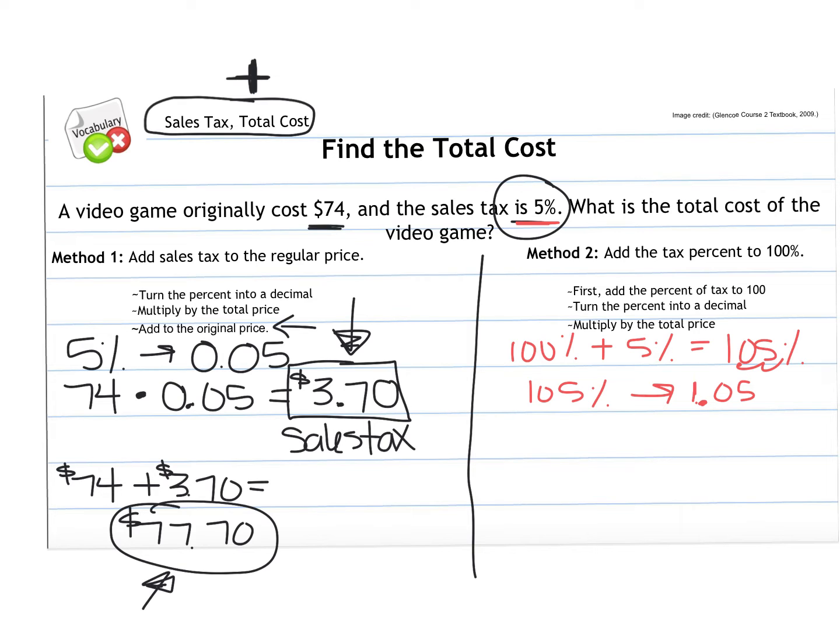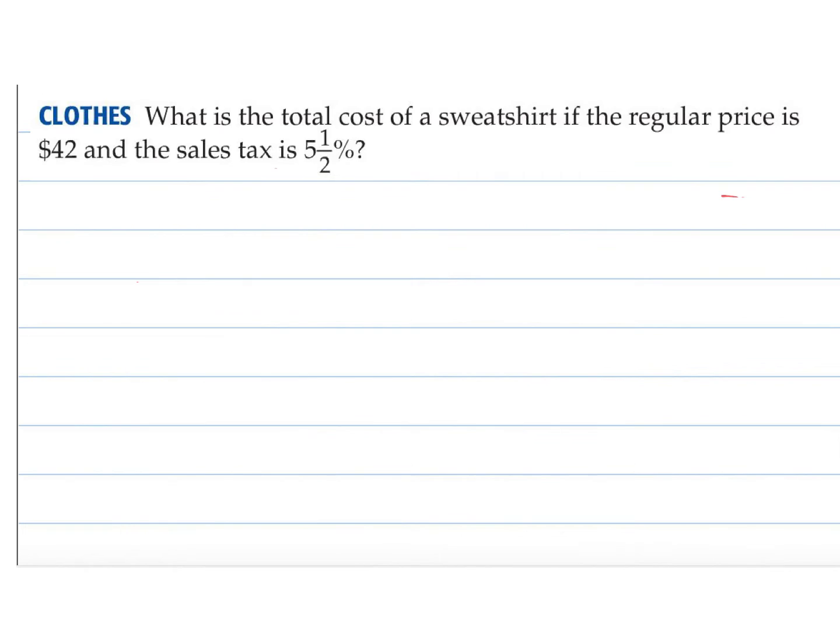And then we multiply that times the price. So we would do 74 times 1.05, and we get 77.7, and I make that money, so I add a 0 because it has to go out to hundredths, add my dollar sign. So both times I get $77.70. So make sure you have both methods written down on your paper.